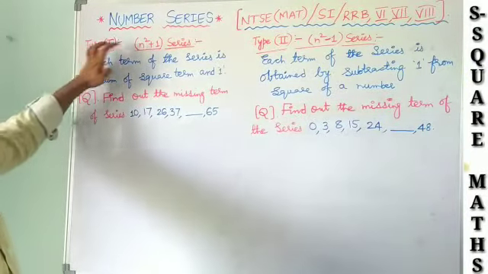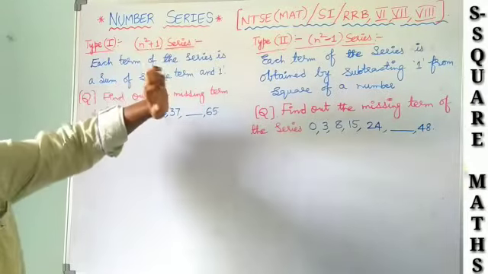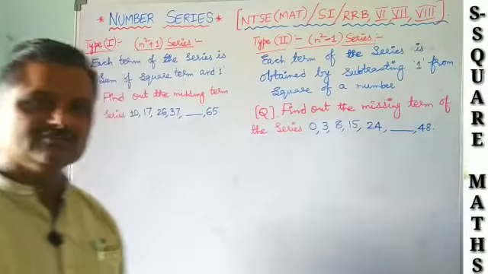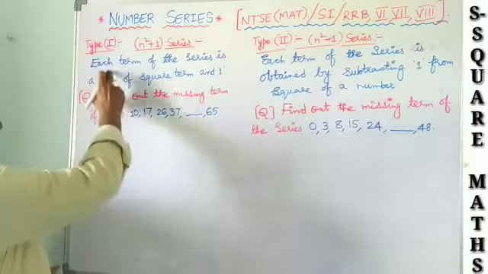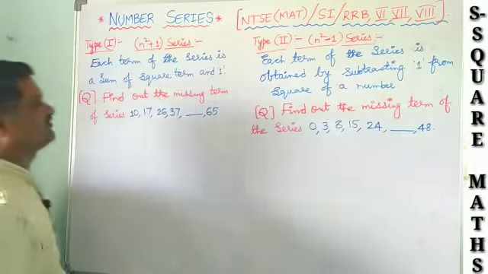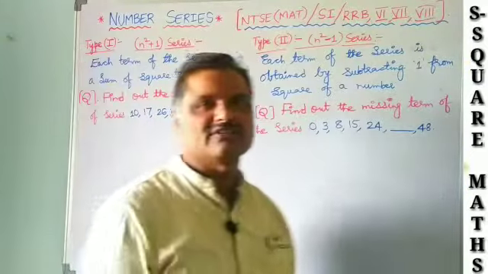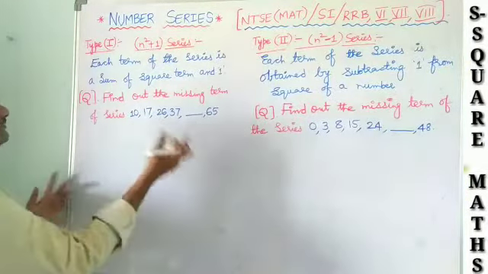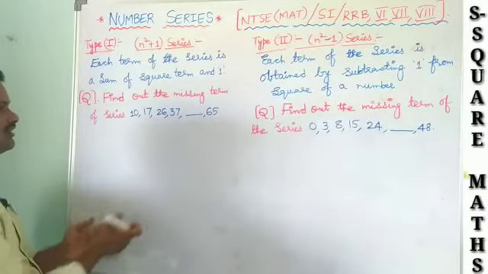Type 1, n square plus 1 series. So how to recognize the series now? There are some types. Each term of the series is a sum of a square term and 1. So for the n square plus 1 series, there is a definition. So let us follow now.